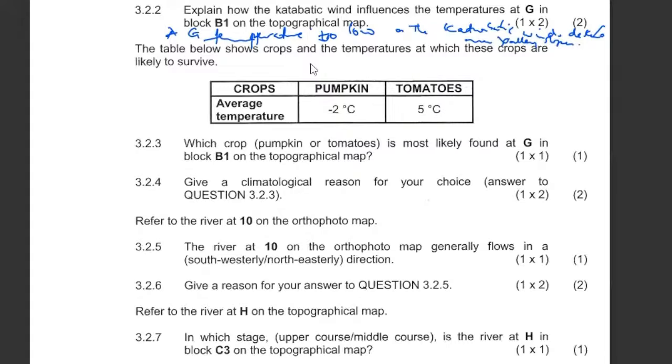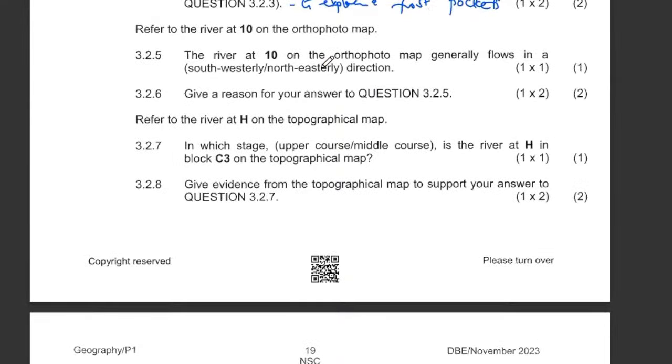The table below shows the crops and the temperatures. We have average pumpkins and potted tomatoes. Pumpkin -2, it can grow. This one can grow only when it's above. So which crop, pumpkin or tomatoes, is most likely to grow at G? Since G is experiencing low temperatures, pumpkins are likely to grow. Pumpkin. Give the climatic reason for your choice. The climatic reason is that G experiences frost pockets. That's why you see the temperatures are in minus. Remember, frost pockets is when the temperatures drop below the freezing point. Okay. G experiences frost pockets.